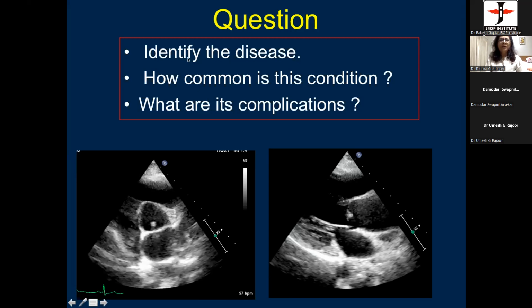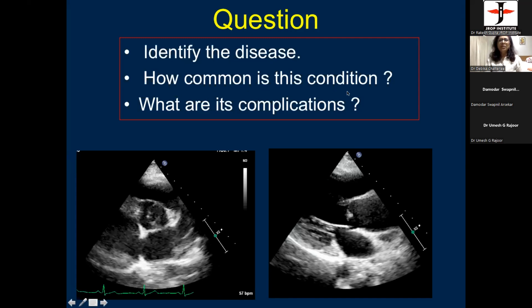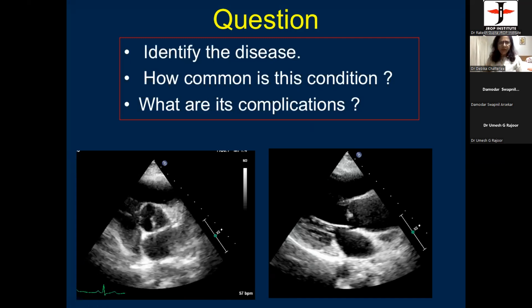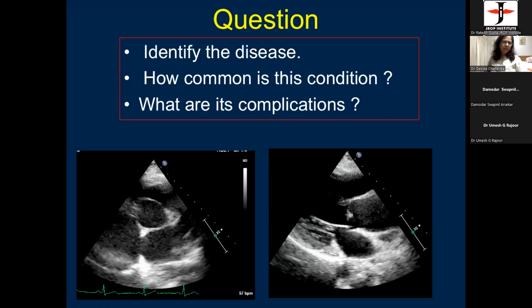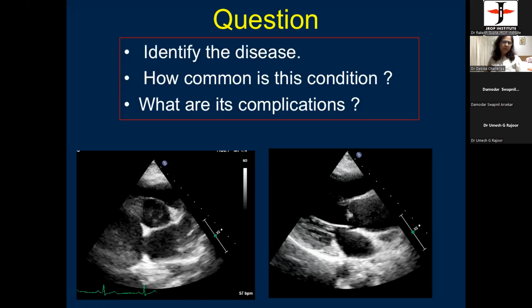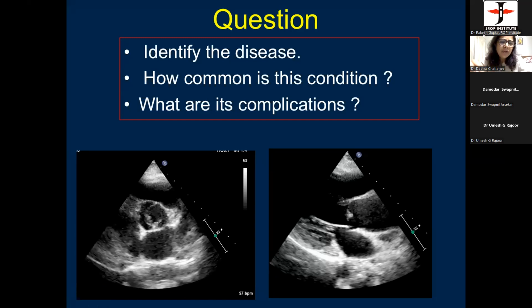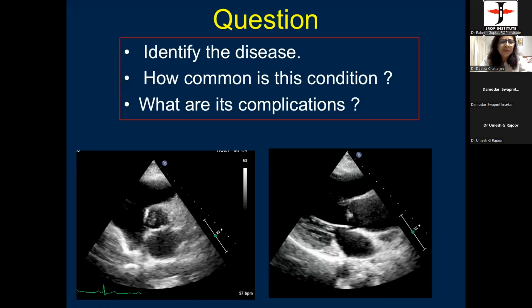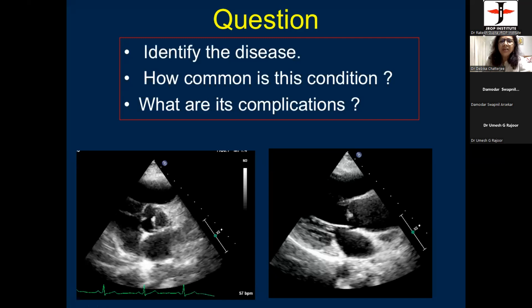You have answered the first question, right? Now, tell me, how common is this condition? Not commonly, but sometimes we see bicuspid aortic valve. Well, it is the most common acyanotic congenital heart disease. Do you know that? This is the commonest acyanotic congenital heart disease in adults. You will get to see many cases.